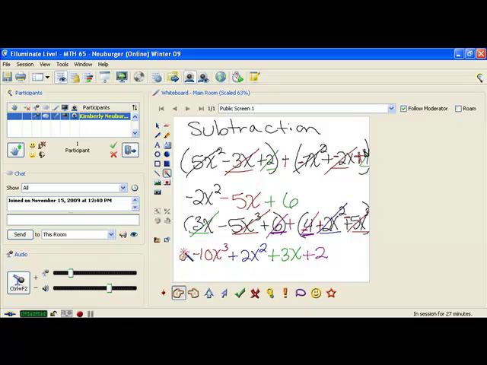And that is all there is to adding and subtracting. So you're ready to try problems on your homework dealing with adding and subtracting.